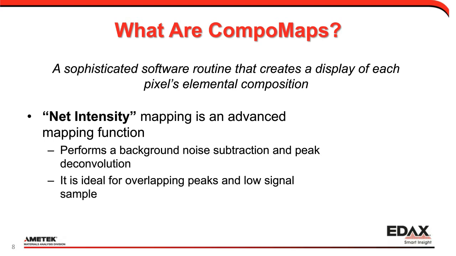The first one and the easiest is the net intensity display. And when we say net intensity mapping, we also mean that we're doing a background subtraction, or we're removing the peak from the background, and we're also doing a peak deconvolution. And what that is ideal for is when you have overlapping peaks, and also when you have low signal. So if your peak is just very small above the background, it's much more beneficial for us to be able to remove the background, remove all of that noise, and focus on just those pixels that contain the low peak signal from the element of interest.